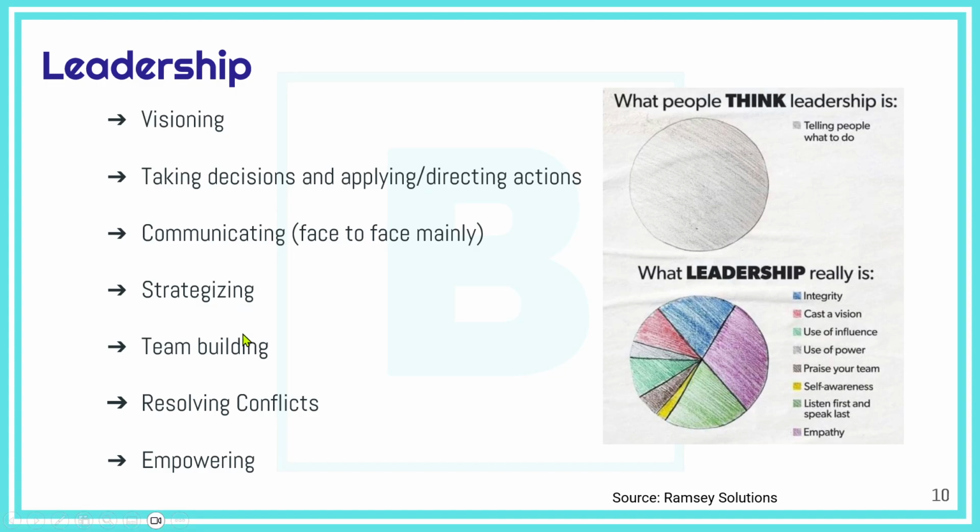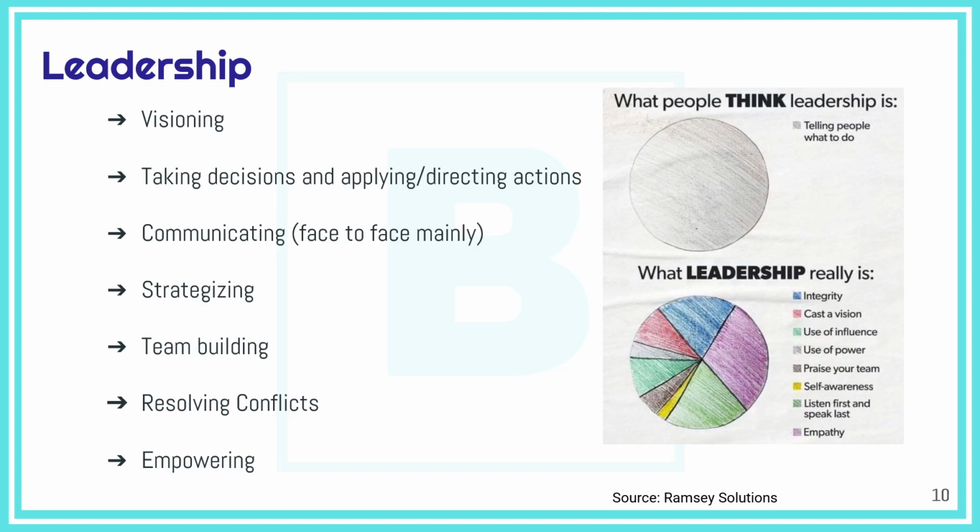Okay, leadership is about knowing how to communicate, when to communicate, favoring face-to-face or direct communication. Okay, leadership is about building a team, like creating unity between the team members, about resolving conflicts among team members and stakeholders, about empowering the team members. And also leadership is about integrity, like being honest, and using influence positively. When you positively influence others, that means you're a leader.